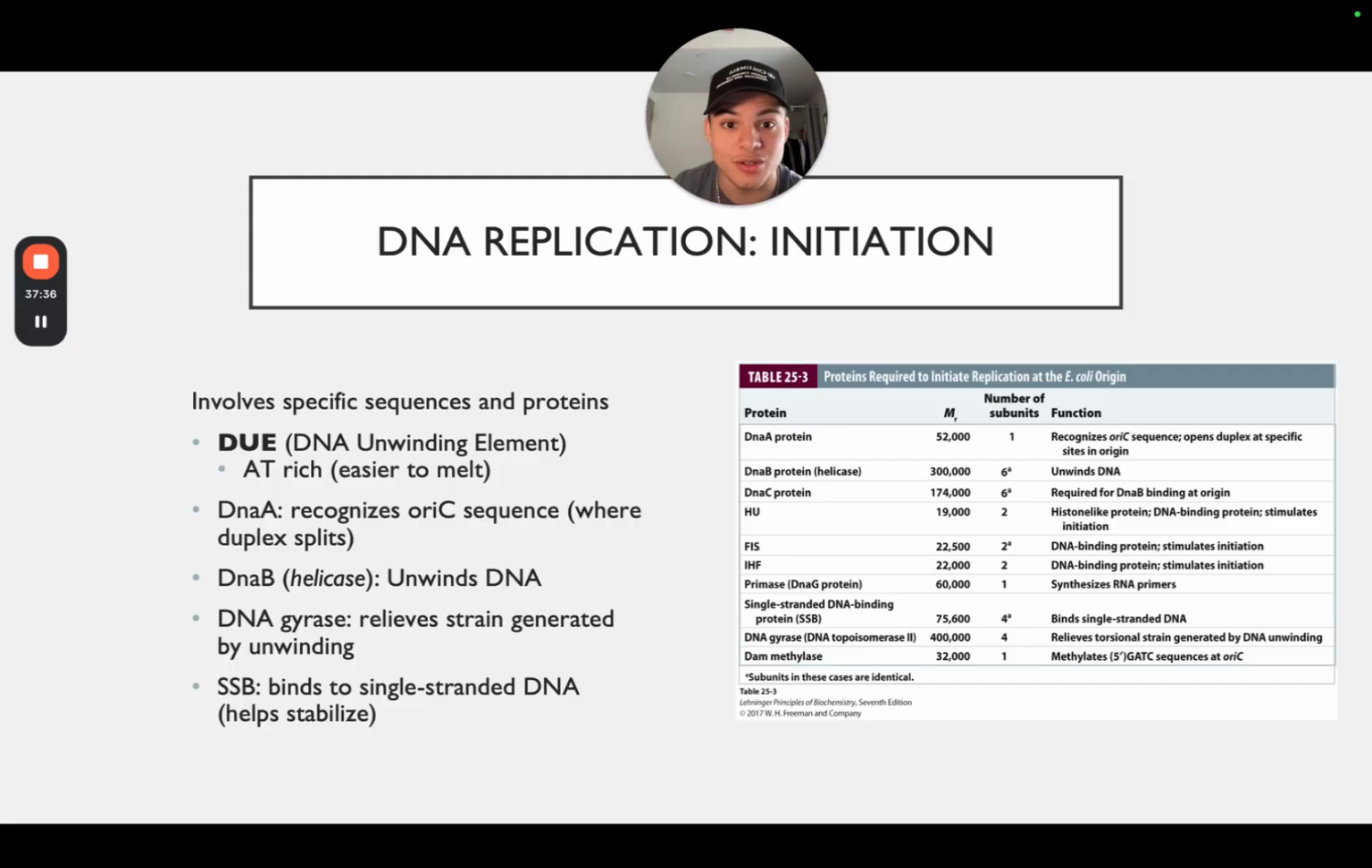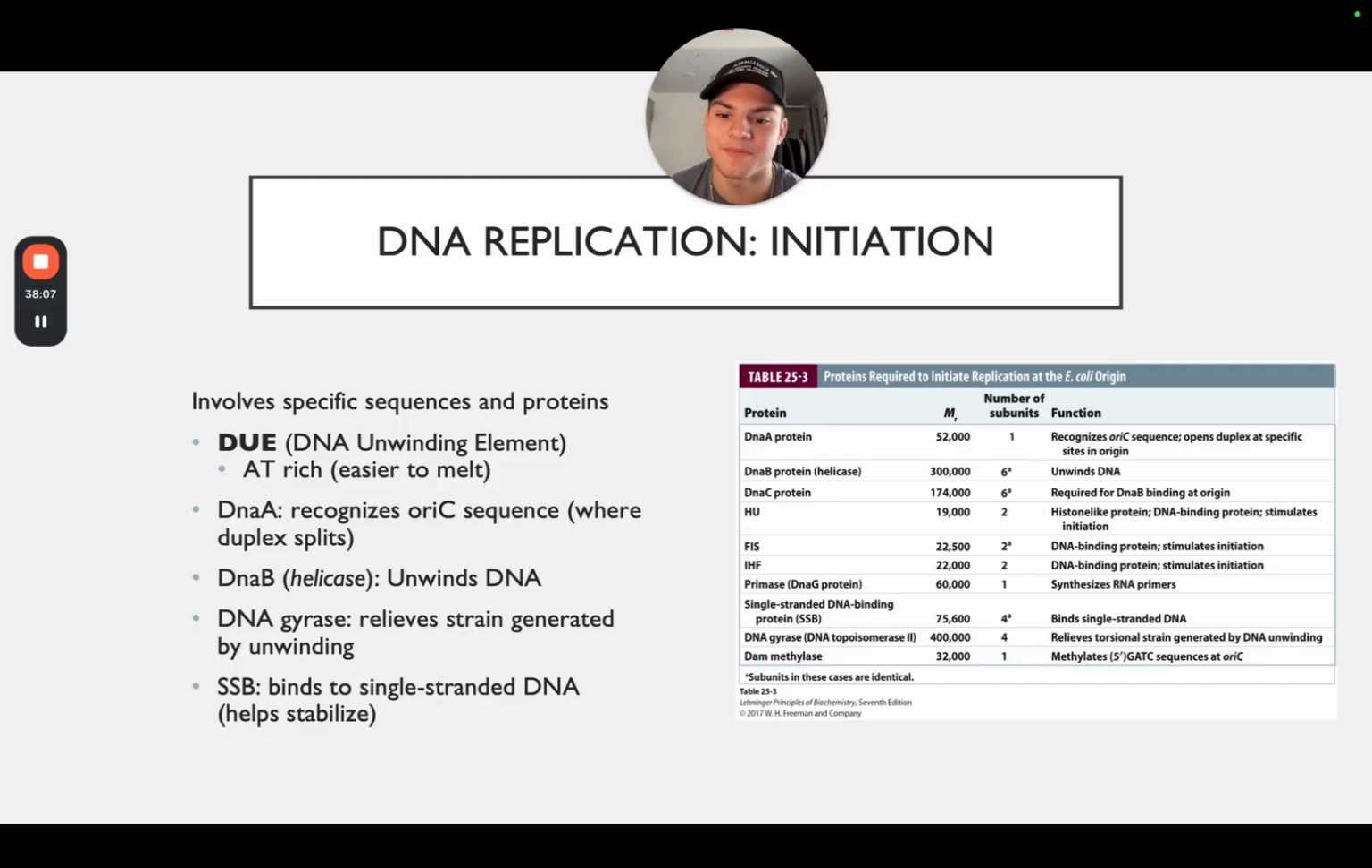DNA gyrase is a type 2 topoisomerase, and it's going to start winding the DNA and alleviating that strain. And then lastly is the SSB, which is, man, what is it called? It is the single-stranded DNA binding proteins. All it does is bind to the single-stranded DNA and stabilize it. The DNA wants to come back together. It does. But the SSBs are going to bind onto the single-stranded DNAs and keep them separated.